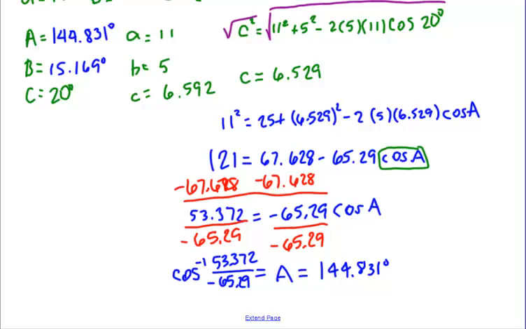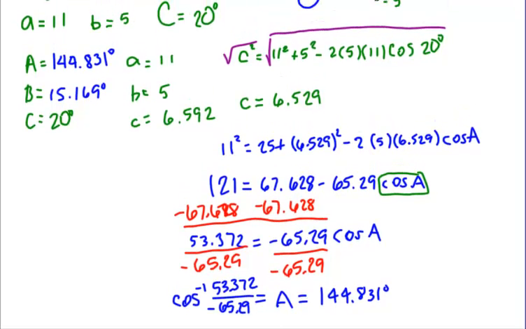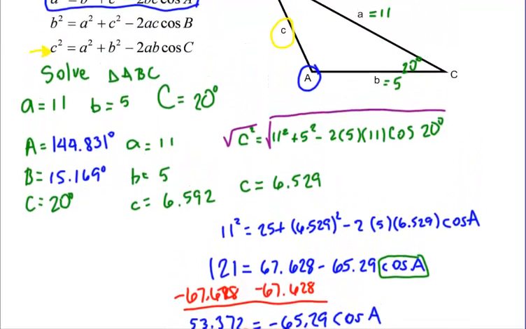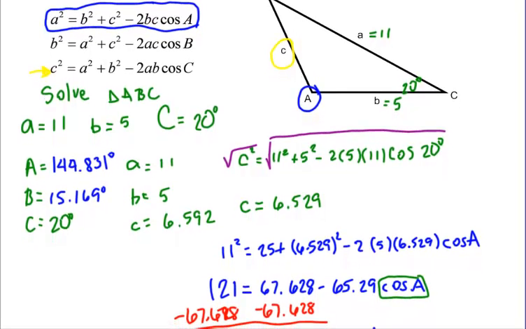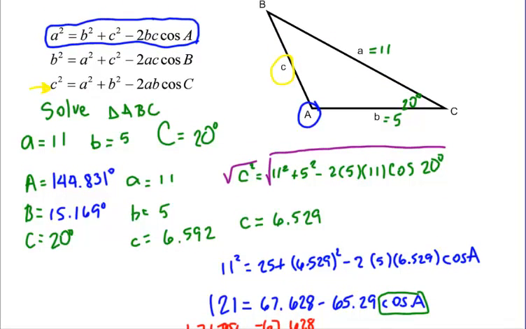Alright, a pretty involved problem. We've got to do the law of cosines twice, but we're able to accurately solve out all the missing parts for my triangle, my ABC triangle. So hang in there, keep track of minus signs, and use what you know to find what you don't.